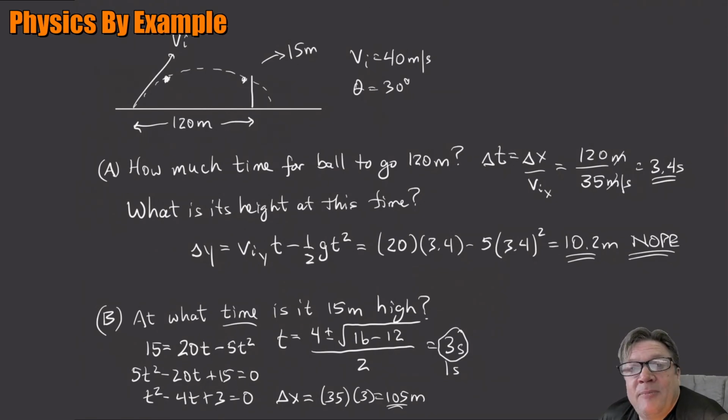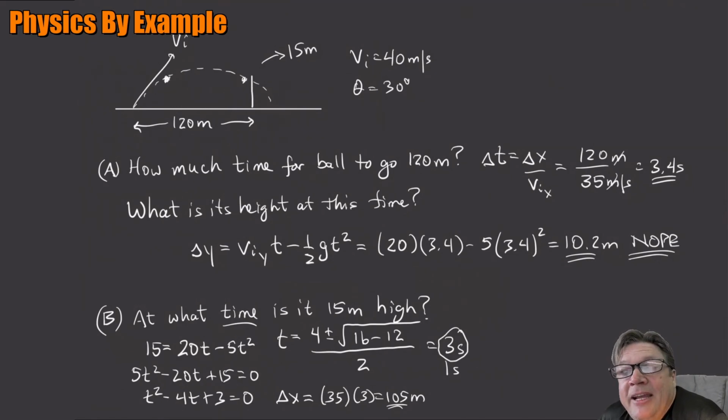So again, it's at the height of the top of the wall, but it's only gone 105 meters and it's coming down. So no way is it going to go another 15 meters and then clear the wall, right? It's going to be coming down. So both of these methods are going to lead you to the right answer. So it's not at the wall yet, is what this one's telling you.